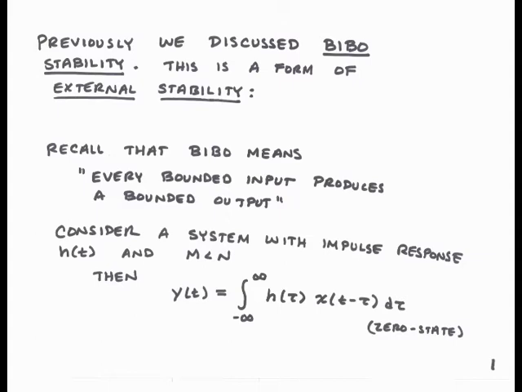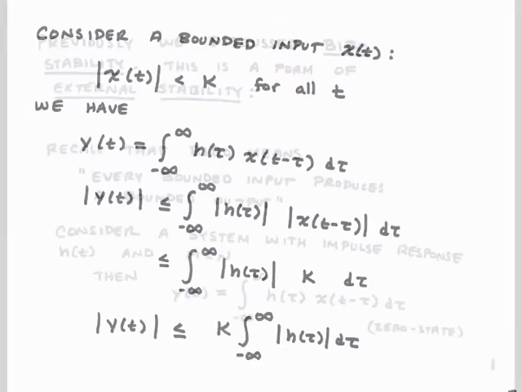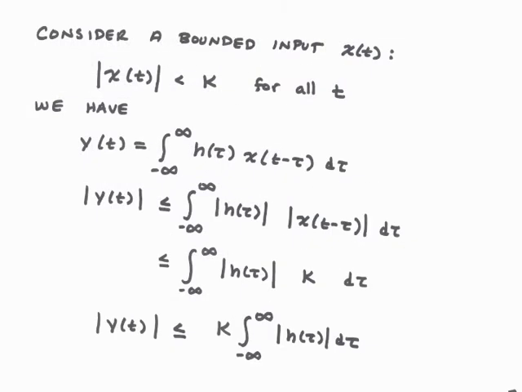We know that the output y of t is the convolution of the impulse response and the input, that is, the integral from minus infinity to infinity of h of tau, x of t minus tau, d tau. Now suppose our input x of t is bounded. That means that we can find a number k such that the absolute value of x of t is less than k for all t.